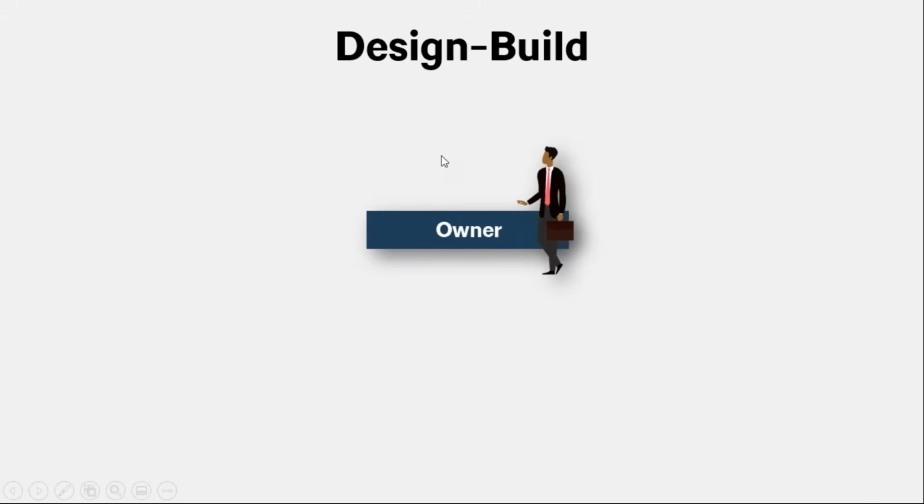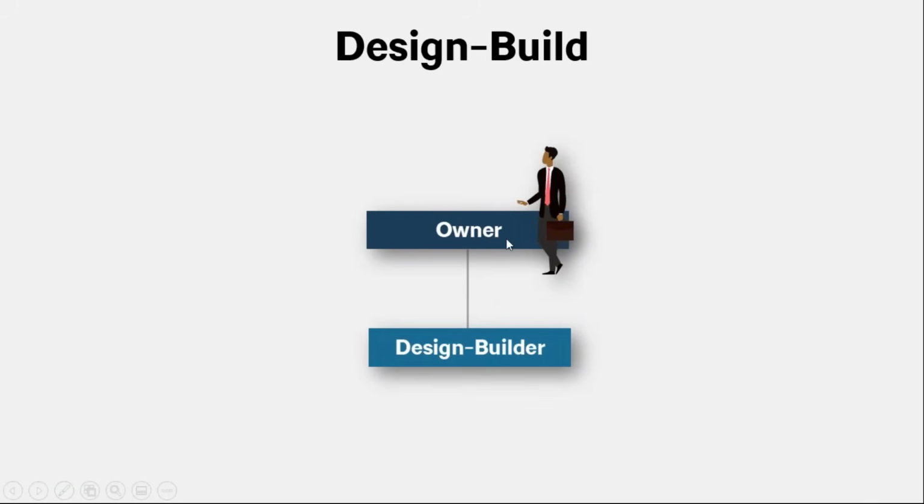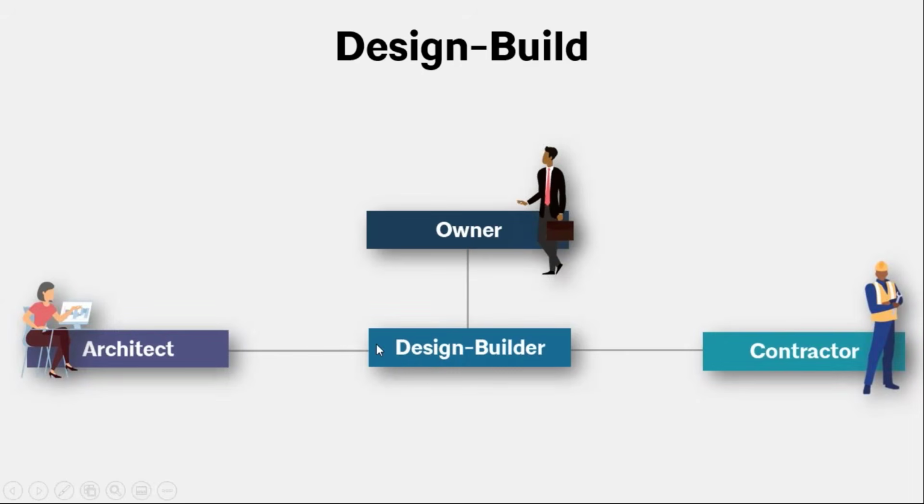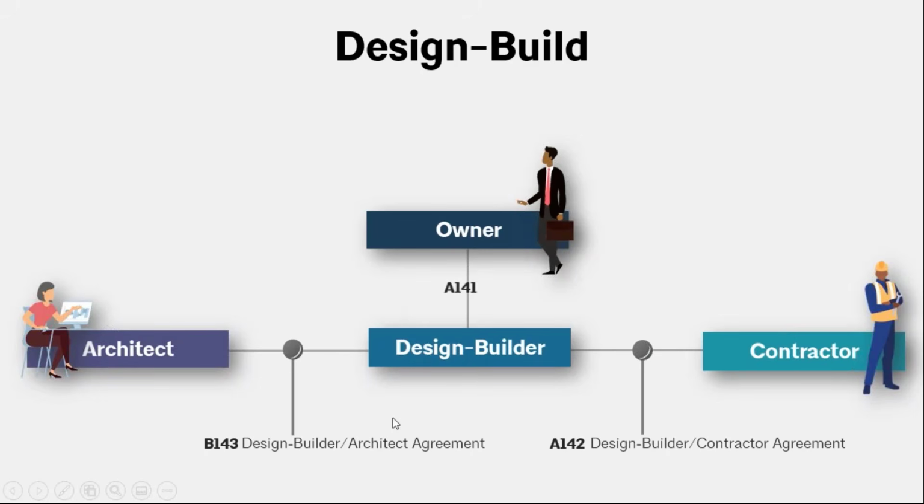So starting with your owner, as always, instead of hiring an architect and a contractor or a construction manager, they're going to hire a design builder who then is the one who is responsible for bringing on that architect and contractor or contractors. So you have that A141, that owner design builder agreement. And then you're going to have adjusted agreements between the architect and contractor and the design builder. So that's your B143, the design builder and architect agreement, and your A142, which is your design builder and contractor agreement.